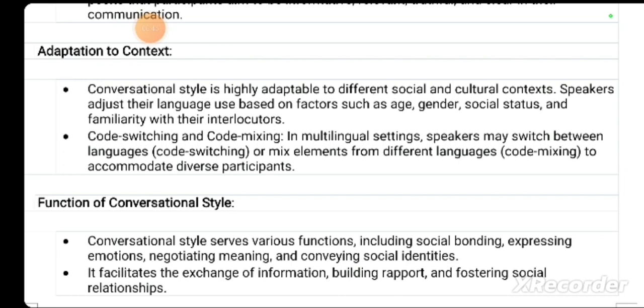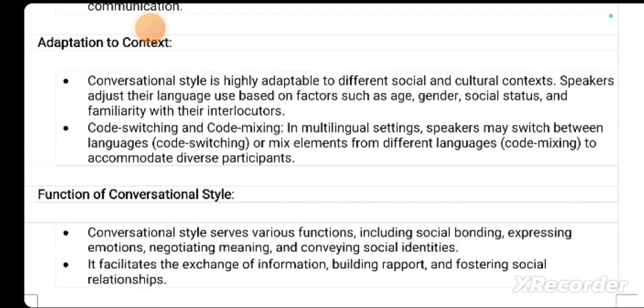Then, according to social status and familiarity with their interlocutors, it is important to be suitable according to the age of a person, the gender of the person, and the social status. When you are talking to your teachers or your boss, your way of talking will be different. If you are talking to your subordinates, you will talk in a different manner. So that sense of familiarity is always prevalent when you are talking to somebody. All of these things will dominate your conversational style.